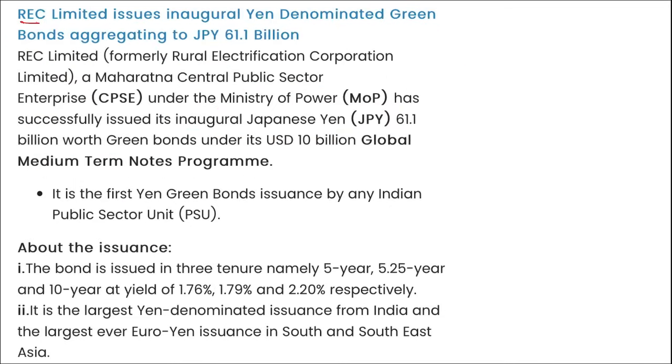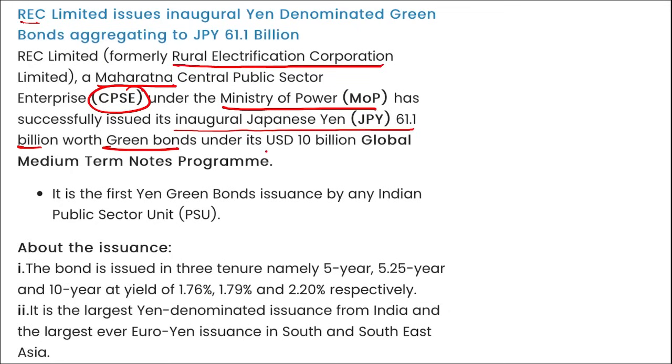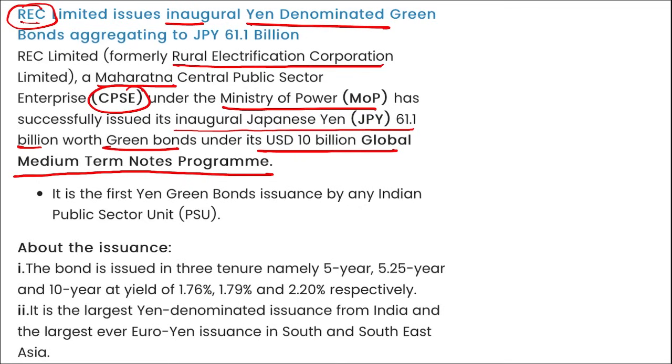Next is REC, that is Rural Electrification Corporation Limited. This is a Maharatna CPSE that comes under the Ministry of Power. They have successfully issued the inaugural Japanese yen green bonds worth 61.1 billion under their $10 billion global medium-term notes program. I repeat, REC Limited issued inaugural yen-denominated green bonds aggregating to 61.1 billion Japanese yen.